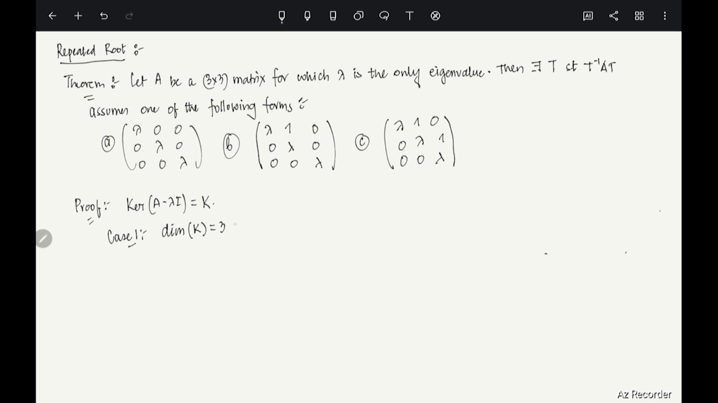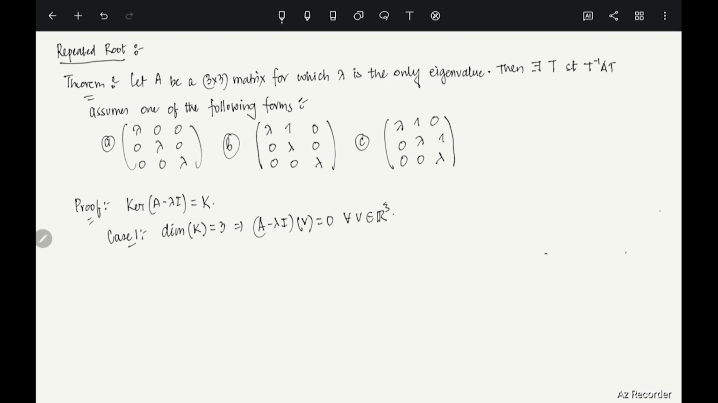Clear? So what does it mean? It means A minus lambda I, see, A minus lambda I is from R3 to R3. As a linear operator, it is from R3 to R3. So this acting on V is going to be 0 for all V in R3. You take any vector, it doesn't really matter which. Since the kernel dimension is 3, K is the whole of R3.